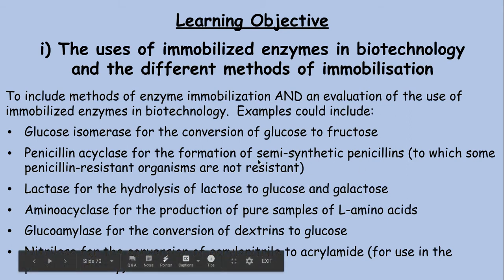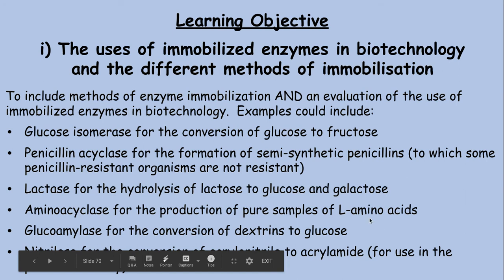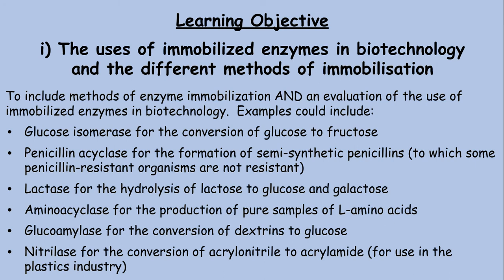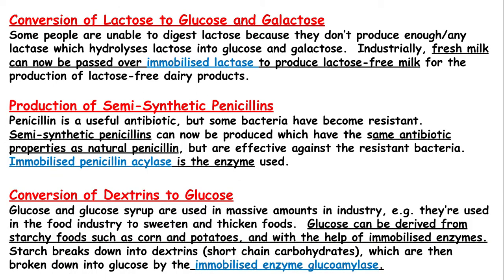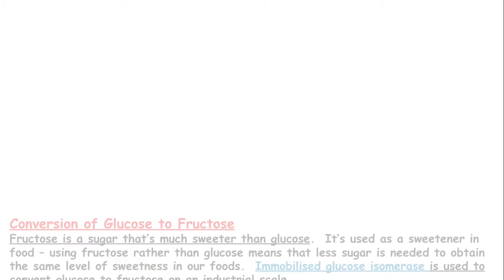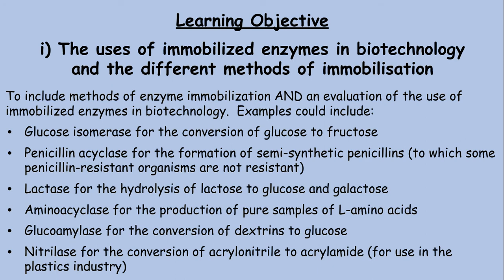So we've looked at now the different methods of immobilising enzymes. We've also looked at evaluation, so advantages and disadvantages of using them. And here are some examples that we need to be aware of. I'm not going to read these out, but I'll flick through so you can pause the screen and have a read of the material, okay? Okay, so that's the information that you need to know on immobilising enzymes in biotechnology.